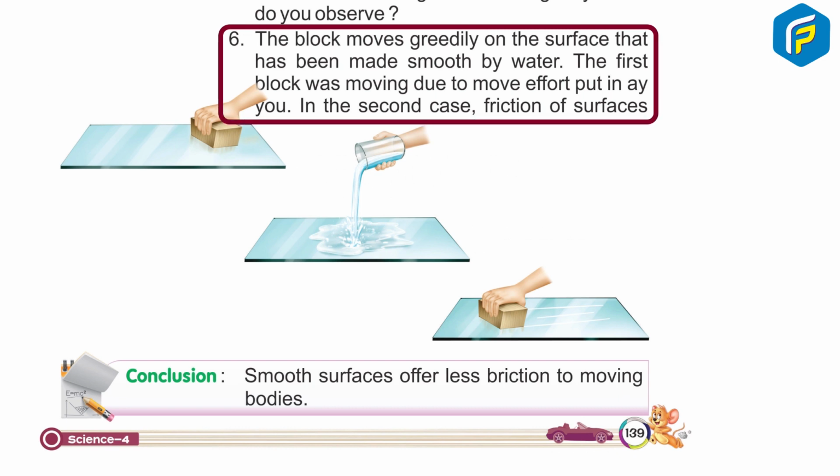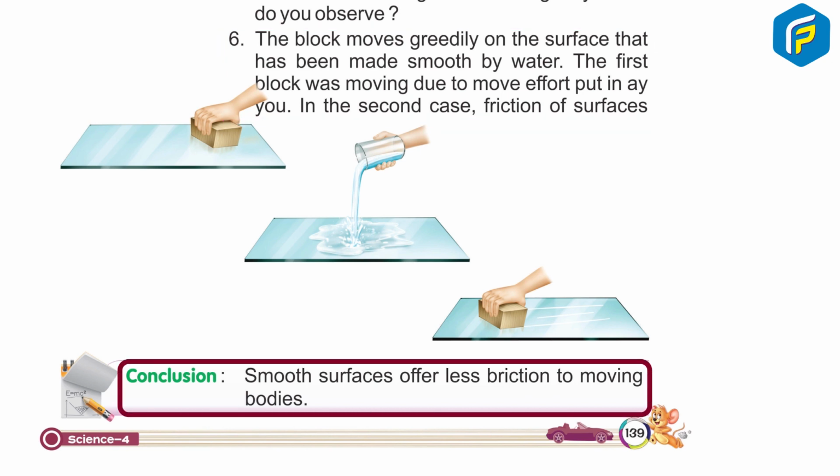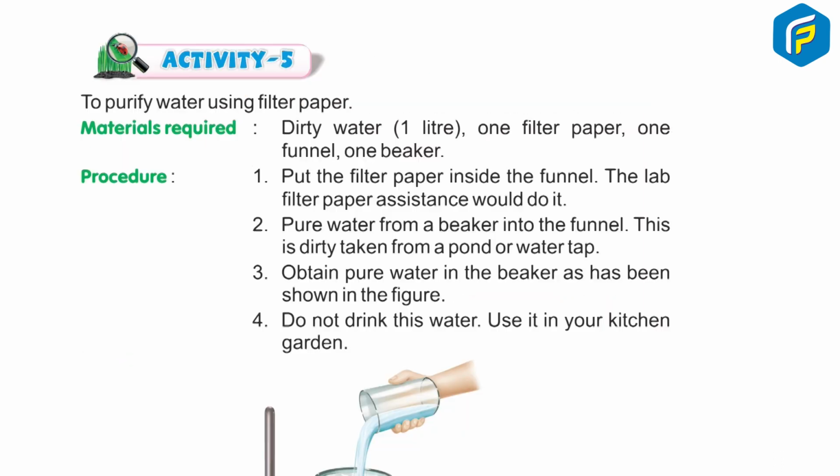6. The block moves gradually on the surface that has been made smooth by water. The first block was moving due to more effort put in by you. In the second case, there was less friction between the surfaces. Conclusion: smooth surfaces offer less friction to moving bodies.